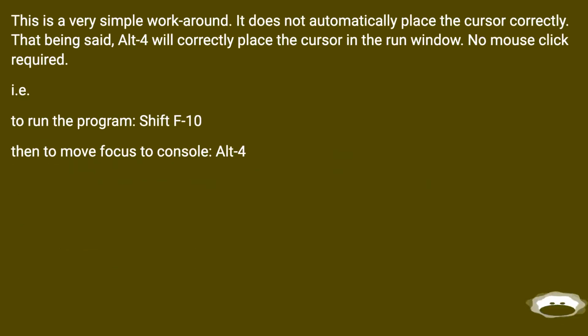It does not automatically place the cursor correctly. That being said, Alt-4 will correctly place the cursor in the run window. No mouse click required. To run the program, Shift F10. Then to move focus to console, Alt-4.